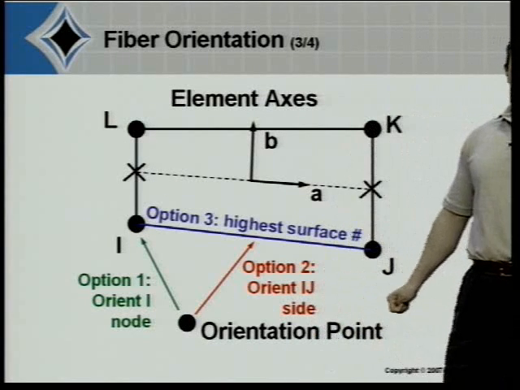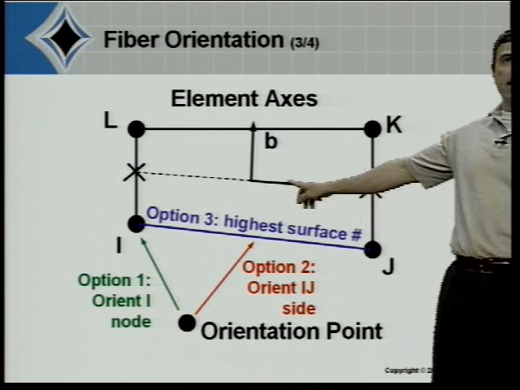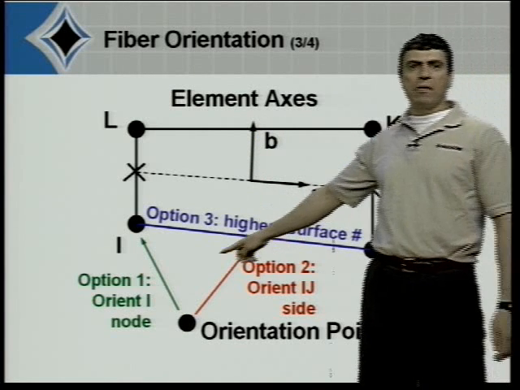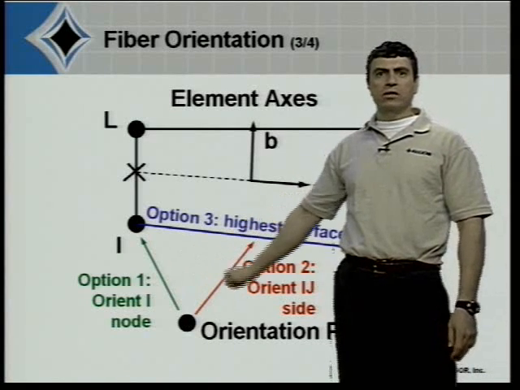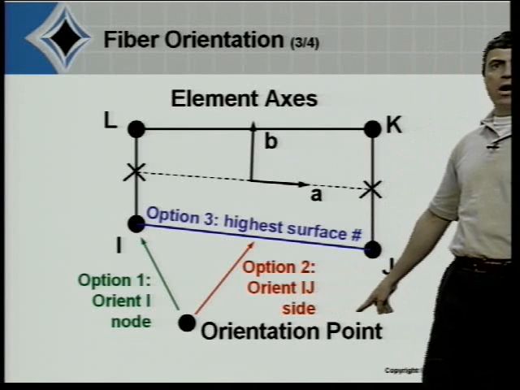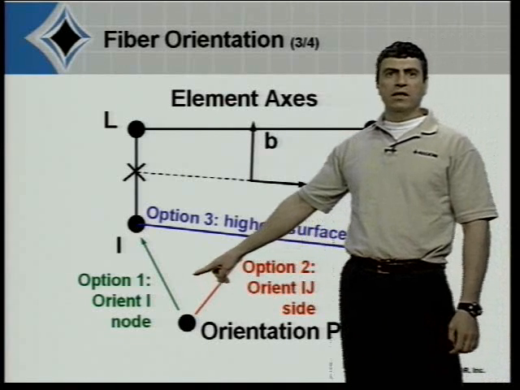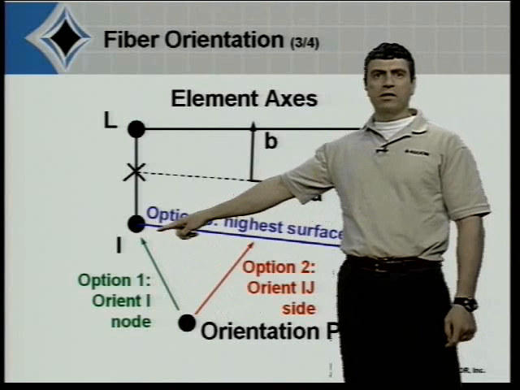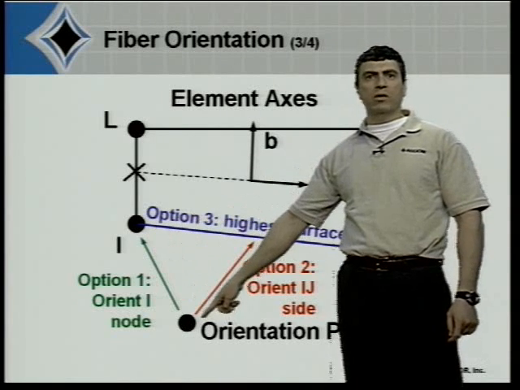There's a couple of ways to define the element axes A and B. The first option is to orient the I node. So there's a point, which is the orientation point, and from that there are two options. Option one is to orient the I node, which means the closest node to the orientation node will be the I node.